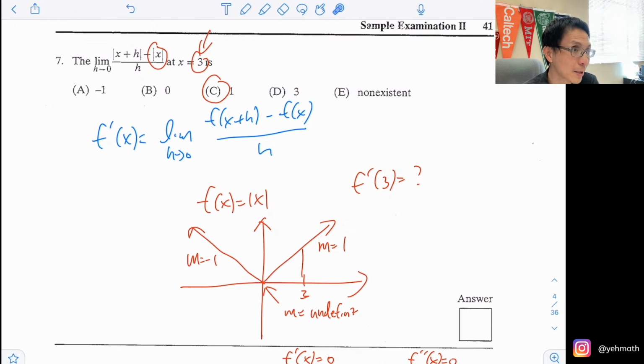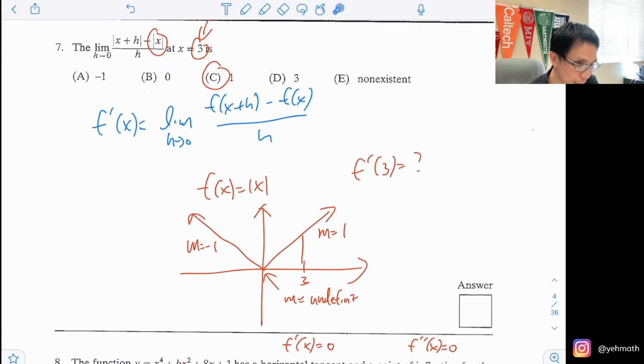If we're talking about when x is equal to 3, then that's going to be 1. If it's at 0, it's going to be undefined. If it's -2, then it's going to be -1. So if you know the graph, you know the slope, especially for the absolute value of x. So the question could easily be changed. If you just change it to 0, then it's going to be undefined. If you change it to -2, it's going to be -1.